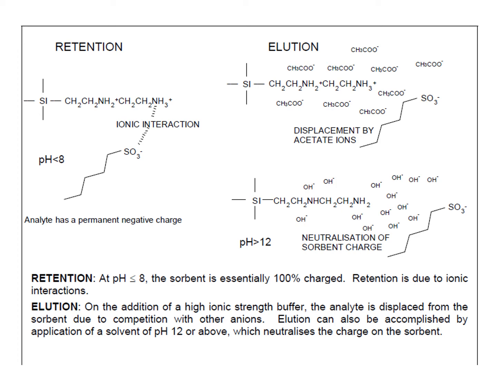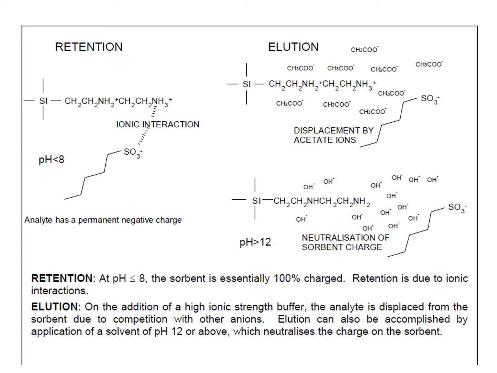So class, the retention process and the elution process that happens in the SPE, basically this is one of the examples. Let's say for retention, when the pH is less than 8 in this case, the analyte has a permanent negative charge. That means, class, the retention is due to ionic interaction. So positive and negative charges interact together. Elution is when the analyte washes out from the surface of the SPE sorbent.